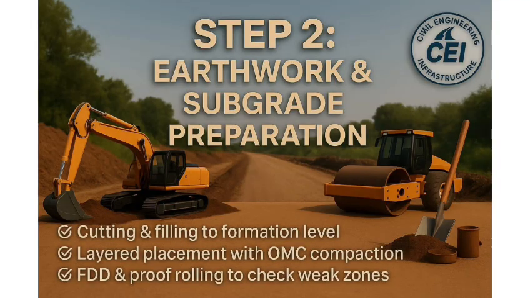Step 2. Earthwork or subgrade preparation. After survey, earthwork and subgrade preparation begins. This includes cutting and filling the soil to achieve the formation level. The soil is placed in layers of controlled thickness, compacted at optimum moisture content. Engineers conduct field density tests at regular intervals to confirm compaction. Proof rolling is done to identify any weak spots, which are corrected immediately. A well-prepared subgrade acts as the base foundation of the entire pavement structure, ensuring durability of the highway.